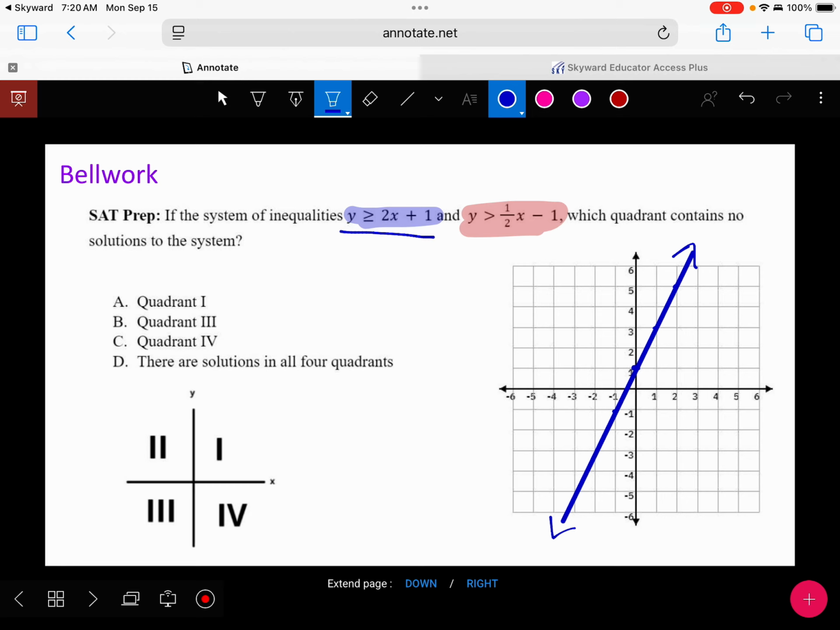We shade above or below on the blue one? On this first one. Above. Bless you. So this one's going to be up here.